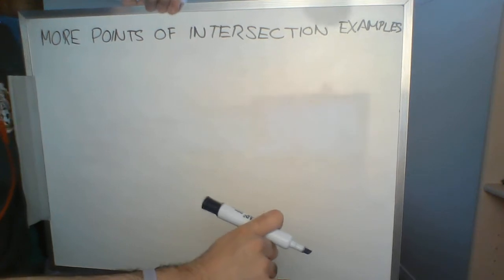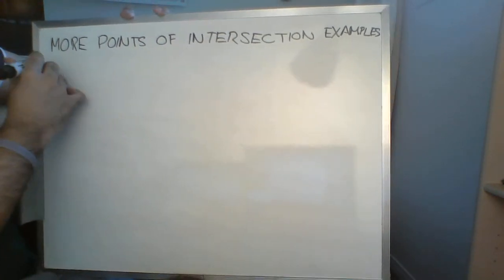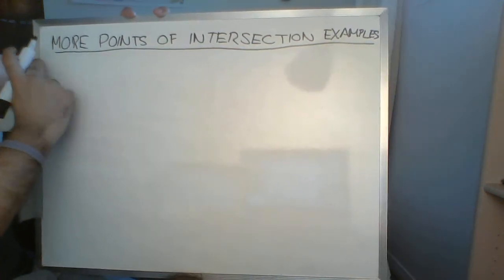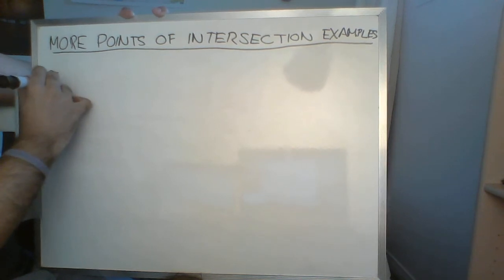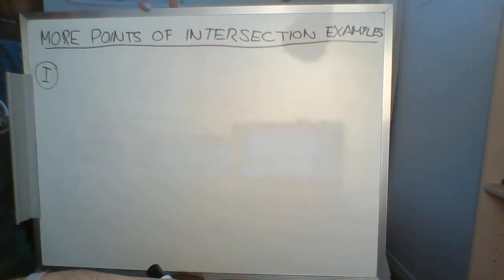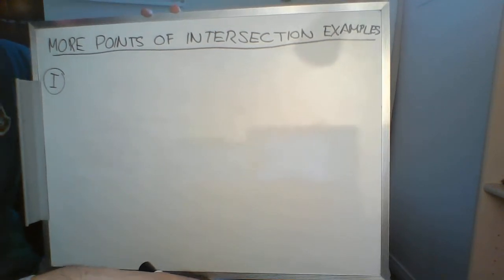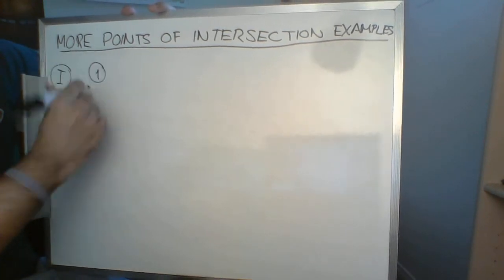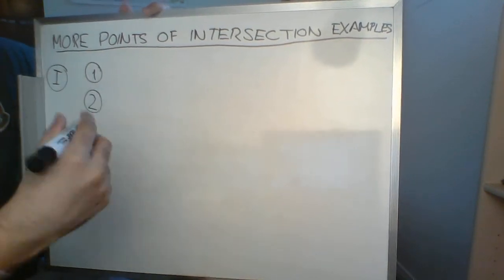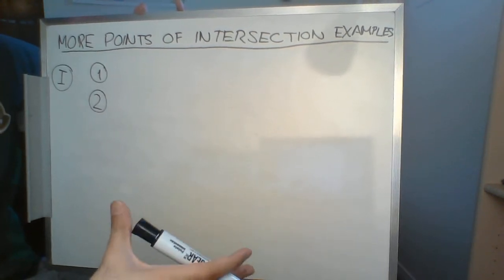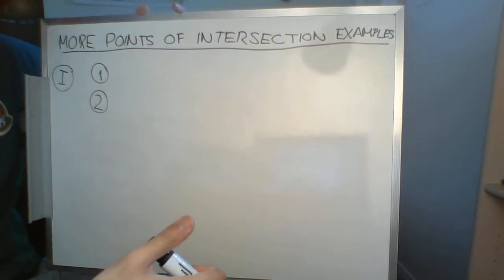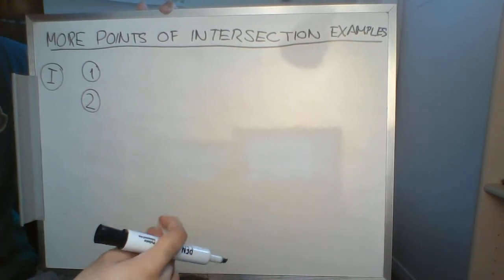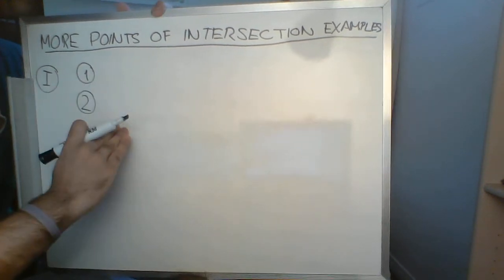So what we're going to do is start off the same way I always write our questions for points of intersection. I'm going to label the question with Roman numerals, because I'm going to use numbers to give you the two equations. So basically, the way a points of intersection example works is I give you two equations, with numbers filled in for the slope and the y-intercept, and what I want you to figure out is where these two lines cross.